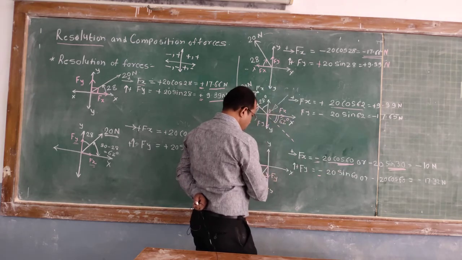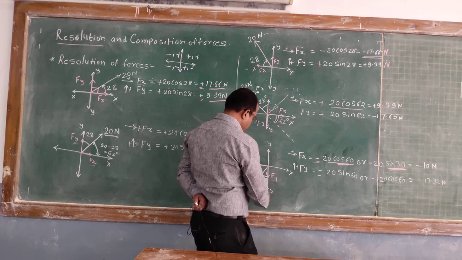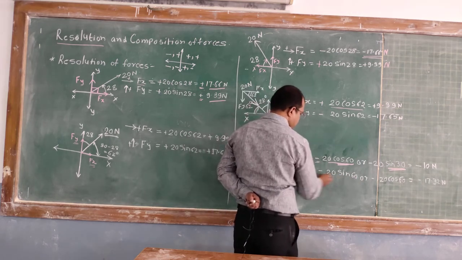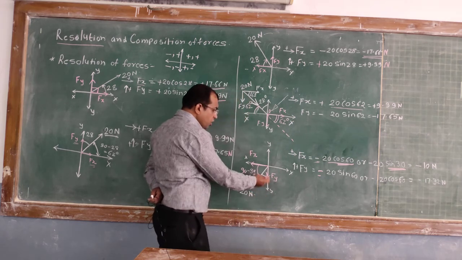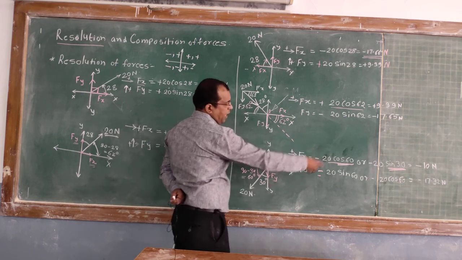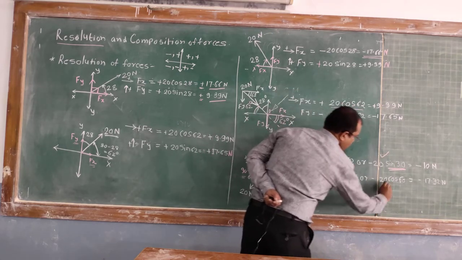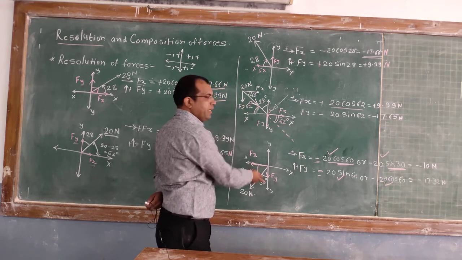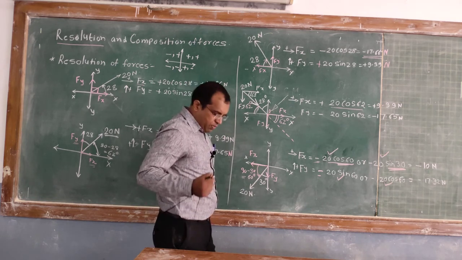If you want to resolve this force into its y direction, the component becomes 20 sine of 60, and the sign is minus because it is in the downward direction. Or instead of that you can write this as 20 cos of 30 with a minus, and you will get the same answer for this and this. What is the answer? Minus 10 and minus 17.32. Why minus? Because both are in the third quadrant. So due to this, the minus sign will appear.